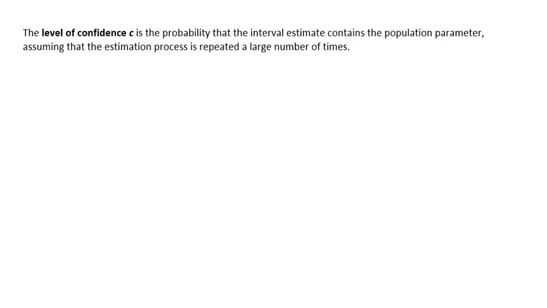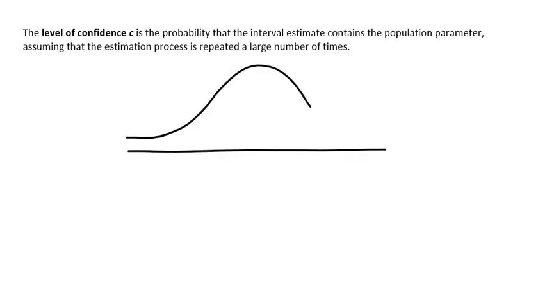Now let's talk about the level of confidence. The level of confidence C is the probability that the interval estimate contains the population parameter, assuming that the estimation process is repeated a large number of times. When we have a large sample, specifically our n has to be bigger than or equal to 30, we're going to have approximately the normal distribution. So this level of confidence is the area under the standard normal curve between two critical values, and we denote it as Z sub C.